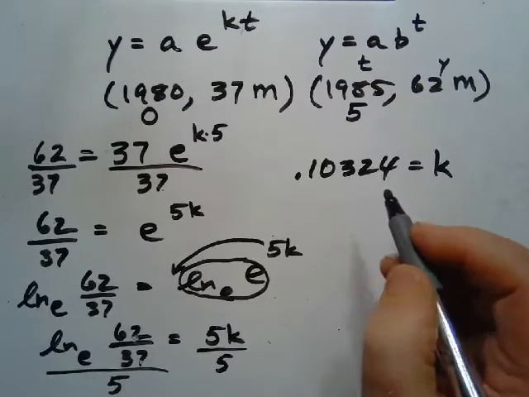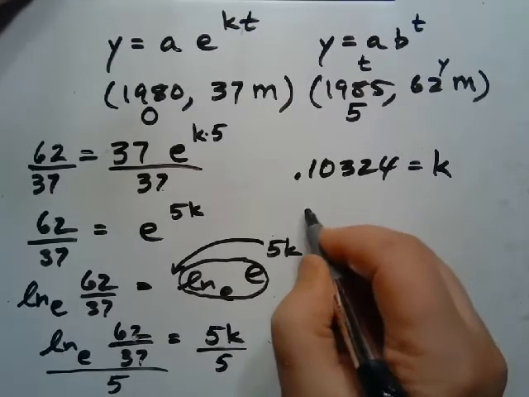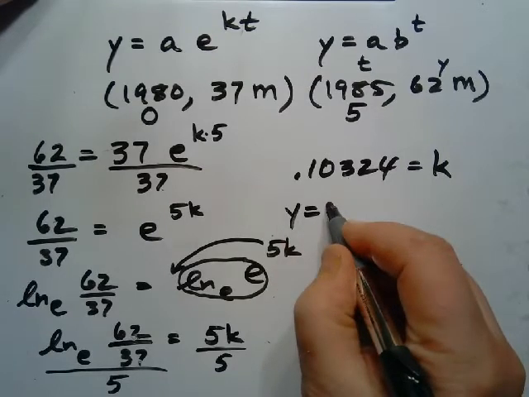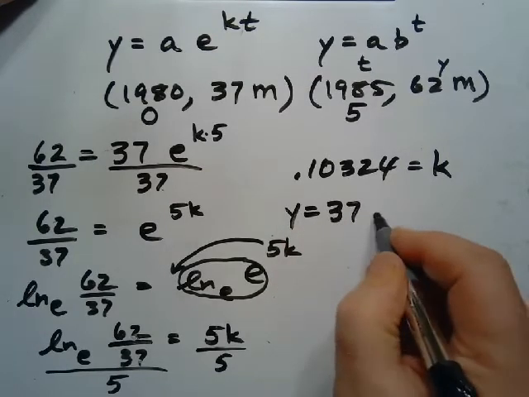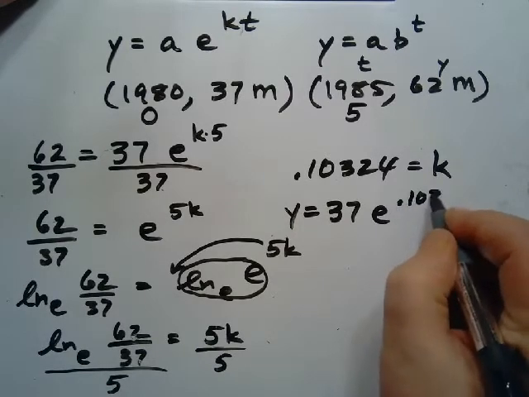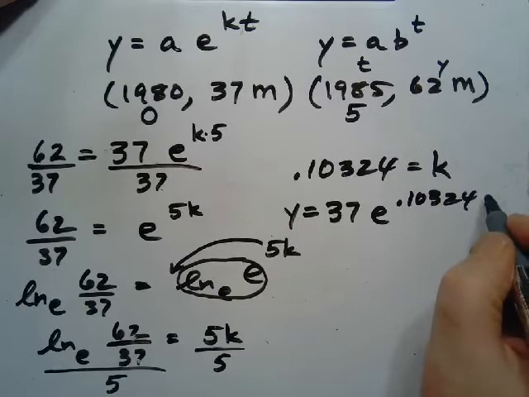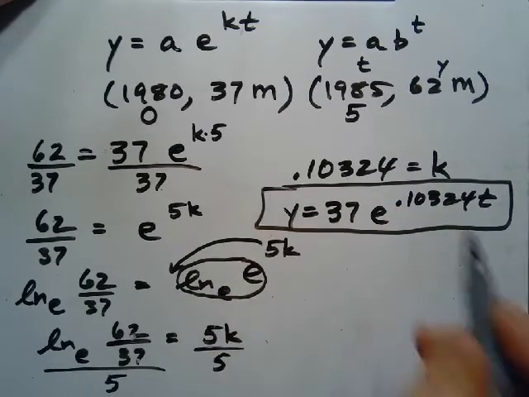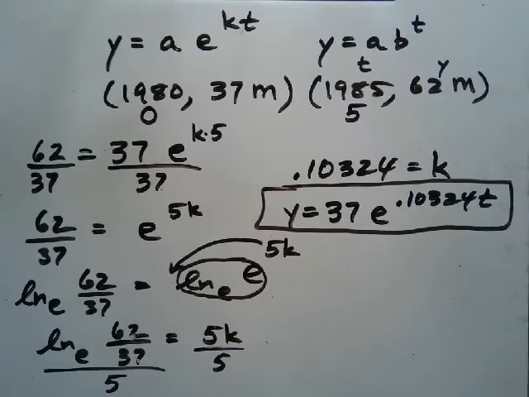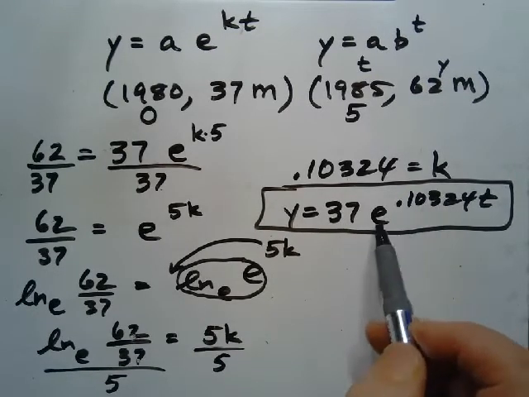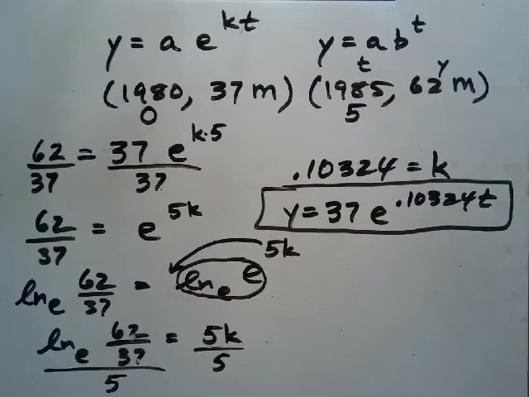So if I wanted to write a formula here now using this, I would go back and write the original initial amount, 37, e to the 0.10324 times t. There's my equation for this problem. And it's got the initial amount in here, and it's also got this e-k combination that shows me the rate.